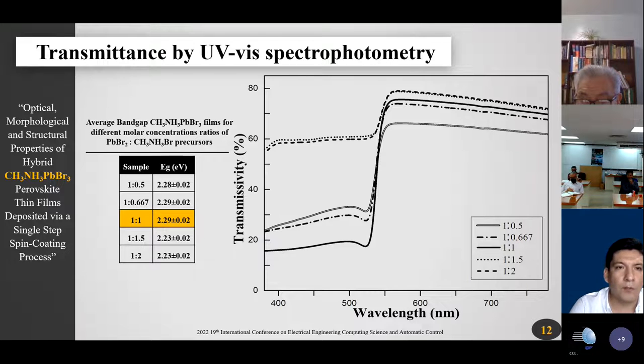Also, in this table, using Tauc plot, the average band gap of methyl ammonium tribromide films was estimated. The ratios 1:1, 1:0.667, and 1:0.5 had an average band gap of 2.29 electron volts and 2.28 electron volts. This larger band gap than for the methyl ammonium triiodide perovskite is due to bromine as the halide atom. On the other hand, for the 1:1.5 and 1:2 ratios, their average band gap decreased to 2.23 electron volts. This correlated with a bulk explanation, as do the morphological and structural imperfections for these samples.